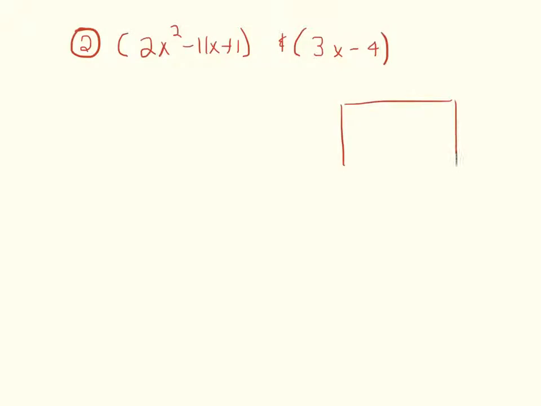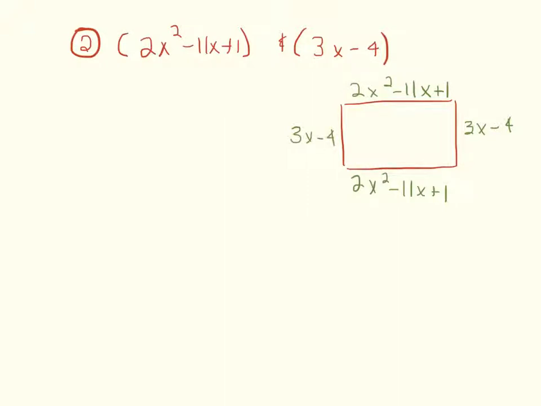Next problem, they give us 2x squared minus 11x plus 1 and 3x minus 4, and they say those are the length and width of a rectangle, and we're supposed to find the perimeter. Well, if you draw a rectangle to understand what they mean, they say length is this expression, and the width is this expression. Notice I can label both sides that because it is a rectangle, so opposite sides are congruent.